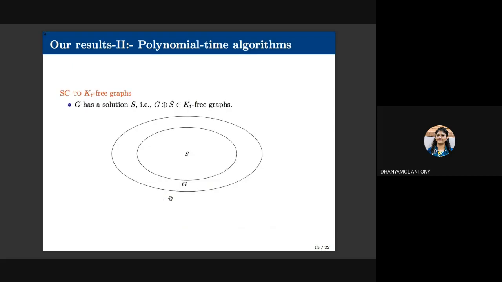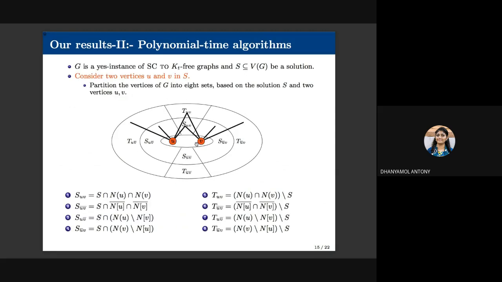Now consider this graph G, which is an instance of SC2 K_T-free graphs. Then there is a solution S such that G plus S is a K_T-free graph. Now consider two vertices U and V present in solution S, and partition the vertices of G into 8 sets based on the solution S and the two vertices U and V. Here the bold lines represent the adjacency of the vertices U and V with the other vertices of the graph.